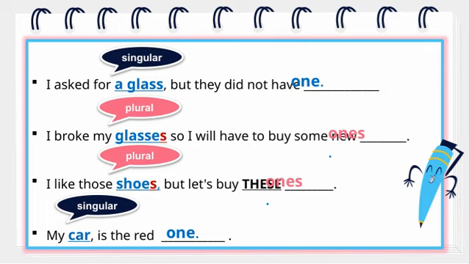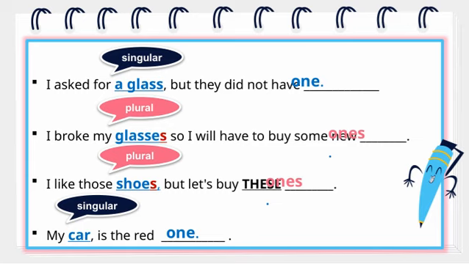Then, I like those shoes, but let's buy these. You might fill in the blank with ones, indicating specific shoes you're choosing. Finally, my car is the red one. Here, you could say one if you're emphasizing a particular vehicle, or simply car. But in this context, it's about identifying the specific car, the red one. Overall, understanding when to use singular one or plural ones helps us communicate precisely what we mean, especially when discussing objects and quantities.